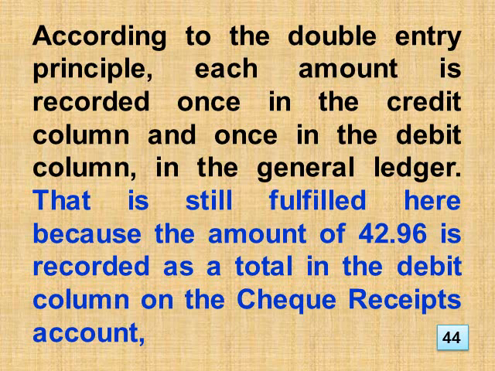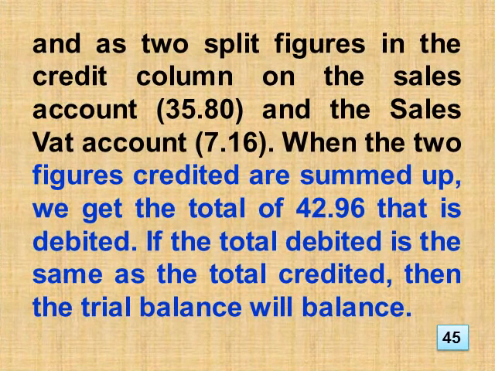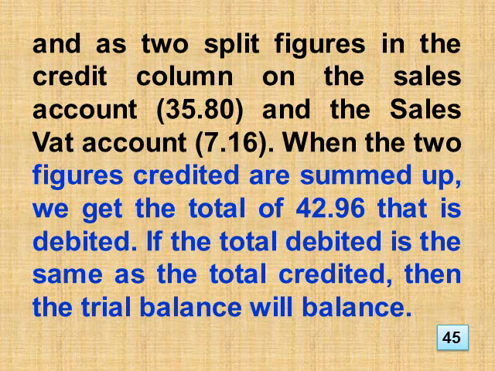That is still fulfilled here, because the amount of 42.96 is recorded as a total in the debit column on the check receipts account, and as 2 split figures in the credit column: on the sales account 35.80 and the sales VAT account 7.16. When the 2 figures credited are summed up, we get the total of 42.96 that is debited. If the total debited is the same as the total credited, then the trial balance will balance.